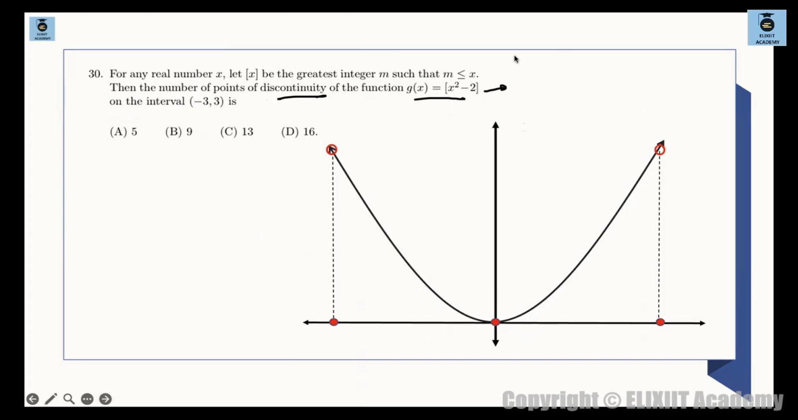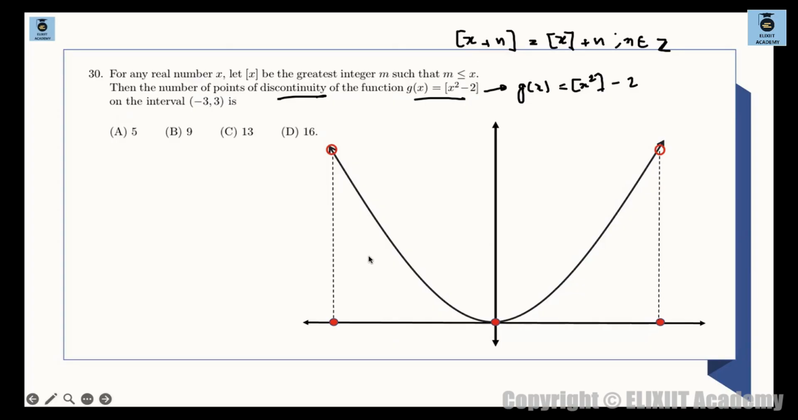You know this thing, property: box of x plus n is basically box of x plus n provided n belongs to Z. This is a property of greatest integer function. So you can take this outside. So g(x) function will be box of x square minus 2.